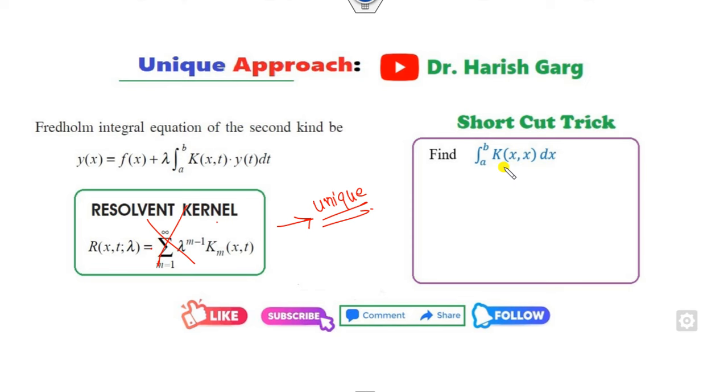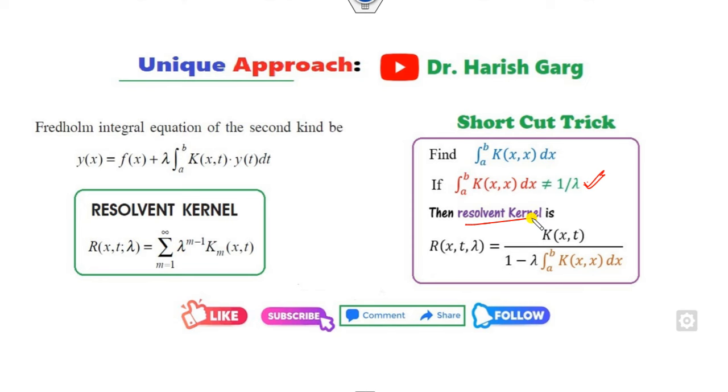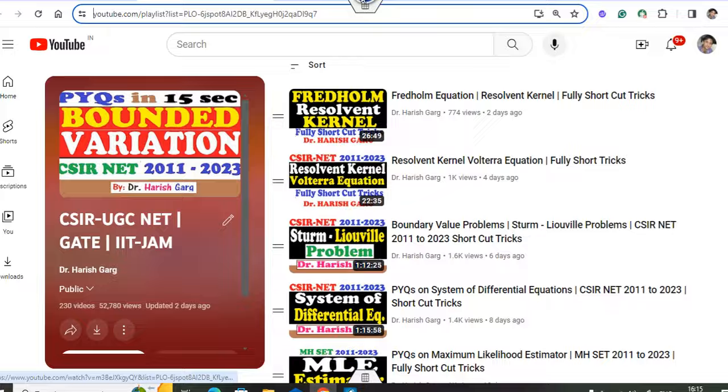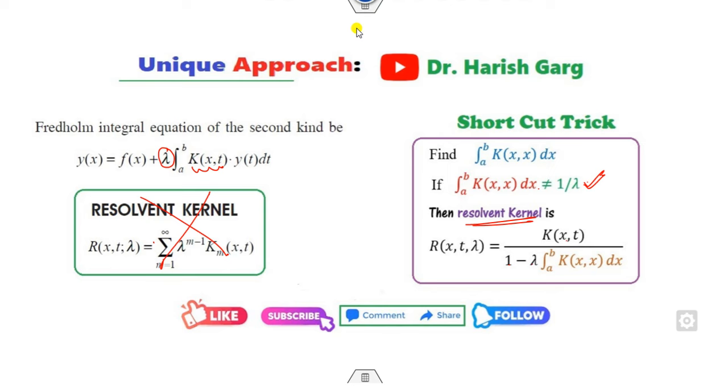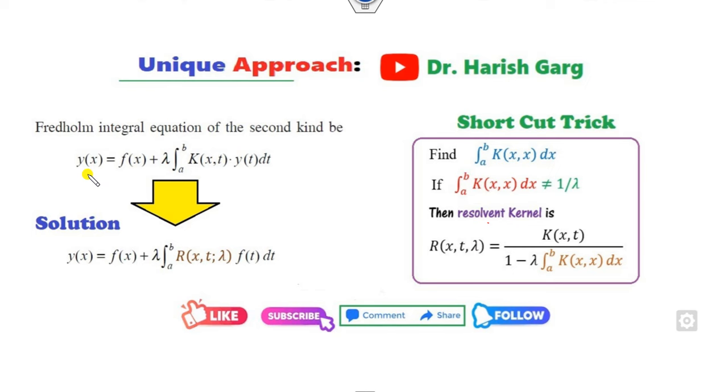What is the shortcut trick? Again, you can find this value, and as I told you, this is not equal to zero, then for the resolvent there is no need to solve by this. You can find the resolvent kernel as the kernel, whatever the kernel is given to you, over 1 minus lambda times this expression. That's why I'm asking you to watch my last lecture on the resolvent kernel before watching today's lecture. Once you find the resolvent kernel, then you can write the solution as y is equal to f of x plus lambda times the integral, replacing this kernel by the resolvent kernel, and instead of y you call it f of t.